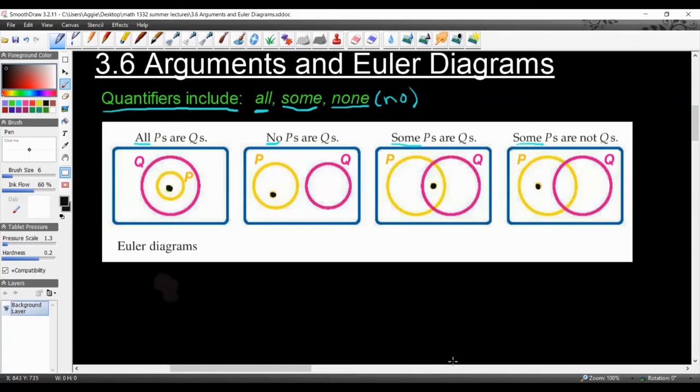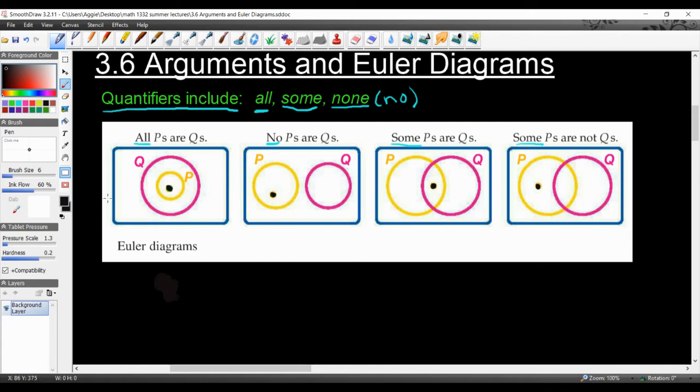This video is going to cover section 3.6, arguments and Euler diagrams. In this section, we're going to continue off of section 3.5 and speak about arguments and whether they are invalid or valid. We're going to do that using something called an Euler diagram, which is these four different boxes you see here.